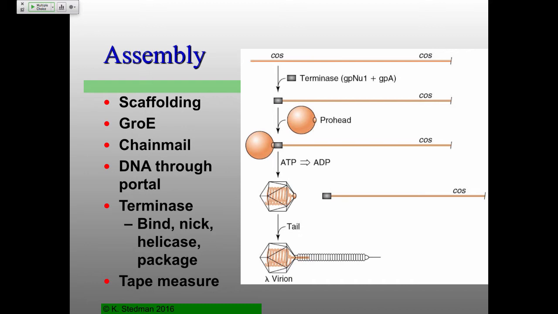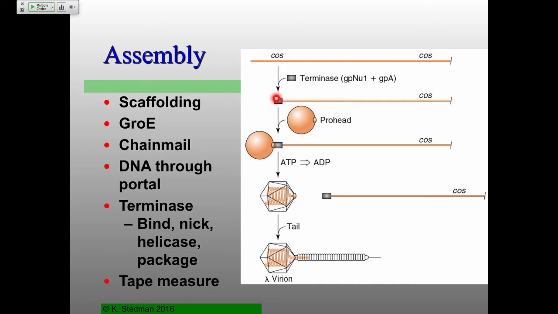Also, GP blah, blah, blah. We're not going to call whatever GP it is. It's just the terminase as far as we're concerned. So this terminase will bind to the cos sites and cut at those cos sites, leaving a cohesive end such that it can bind to the next cohesive end when it puts that into the cell.